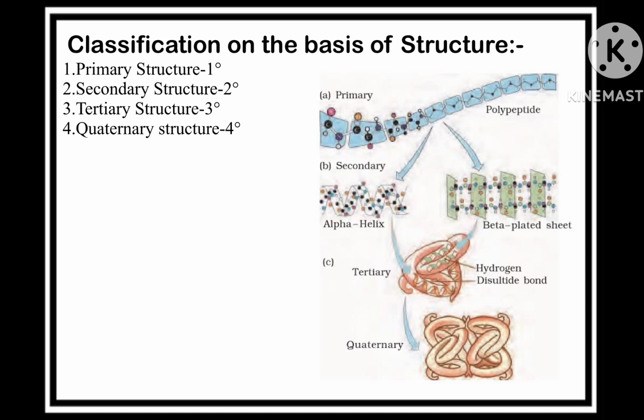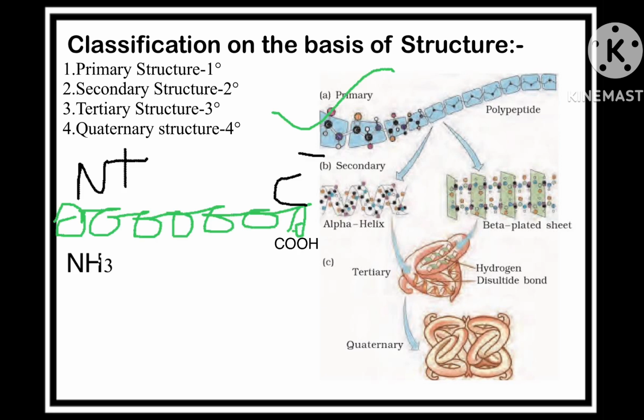So the primary structure is a very simple and basic 1-degree structure. As you can see in the picture, the first one is the primary structure. Wait, let me draw it for you so that you can observe it better. The primary structure is a linear sequence of amino acids where the left end represents the first amino acid, which starts with the positive charge N terminal, and the right end represents the last amino acid, which ends at the negative charge C terminal.